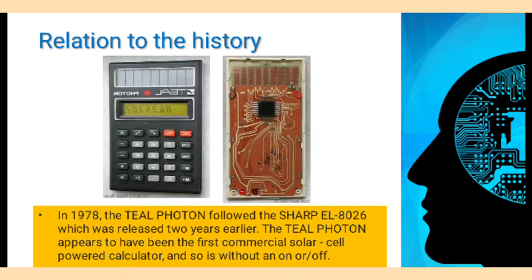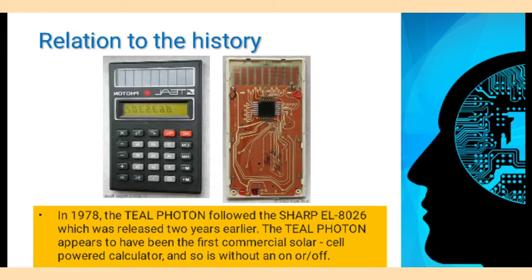Let's go to the diagram. We observe that the solar cell of this calculator is located at the top of the calculator, unlike the Sharp L8026. And when opening the case of this calculator, we observe that there is no battery at all, so solar energy is the only way to power this calculator.